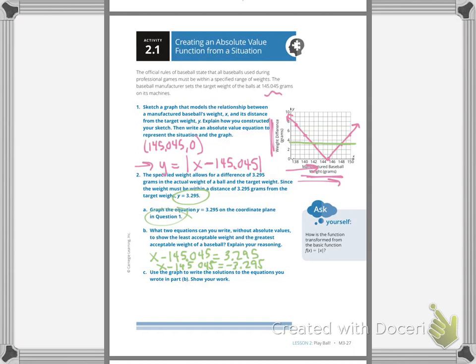So it says use the graph to write the solutions to the equations in part B. I think it's a little bit easier to just solve. So just add over and get your two answers. My two answers that are going to work are 148.34 and 141.75. So I can work both those directions.